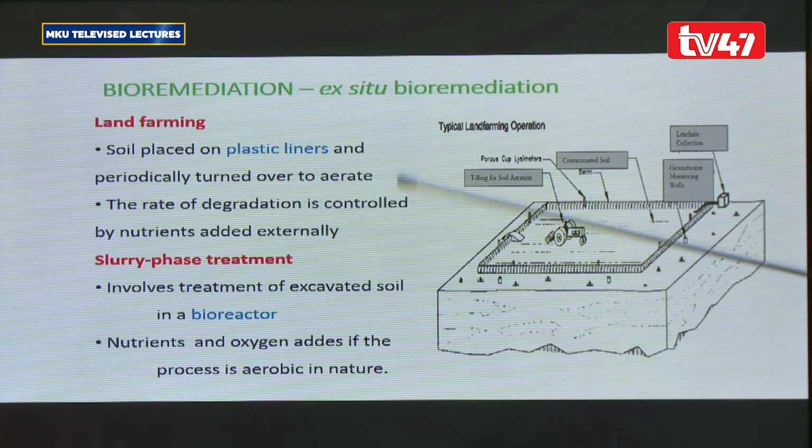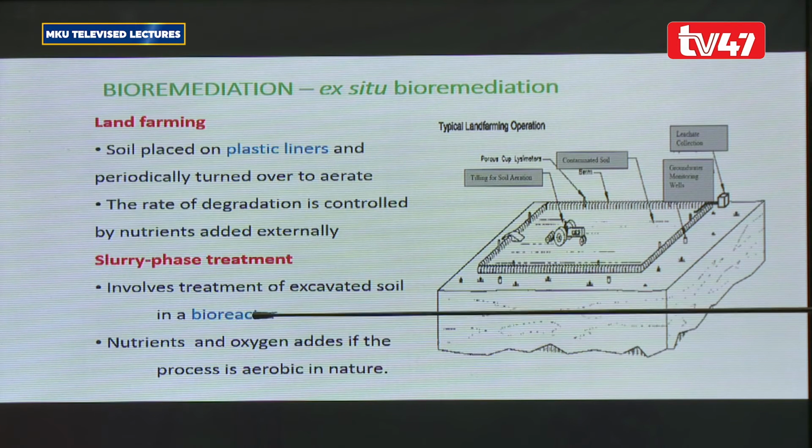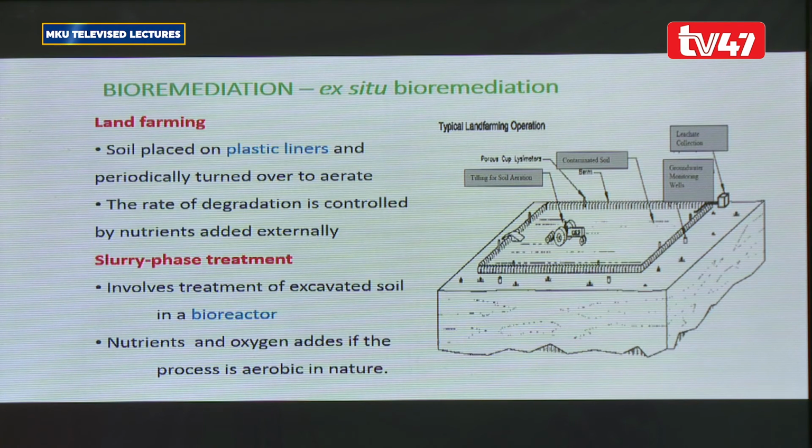So in slurry phase treatment, the difference is that it's not in the field. You use a bioreactor, which is a container. And you control the nutrients, and you can add things like oxygen when the process is aerobic, and maybe not add oxygen when the process is anaerobic.